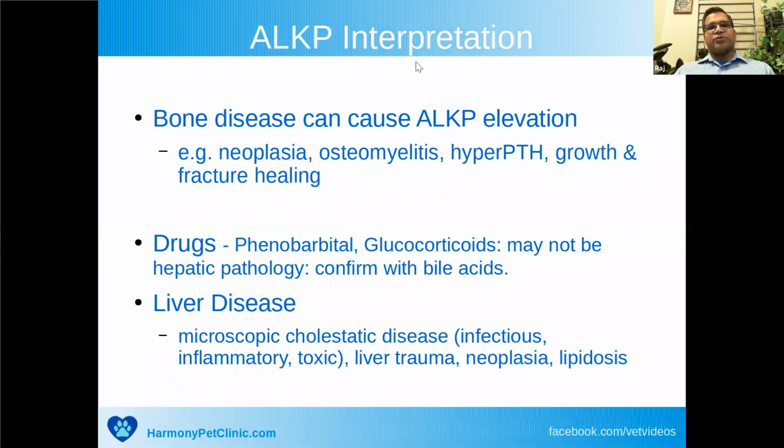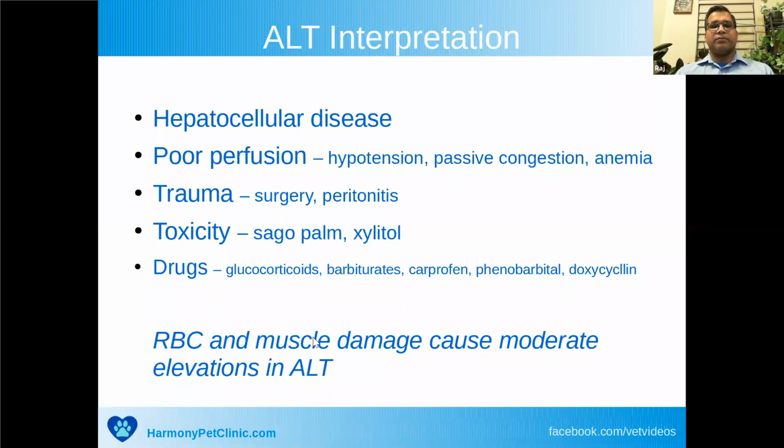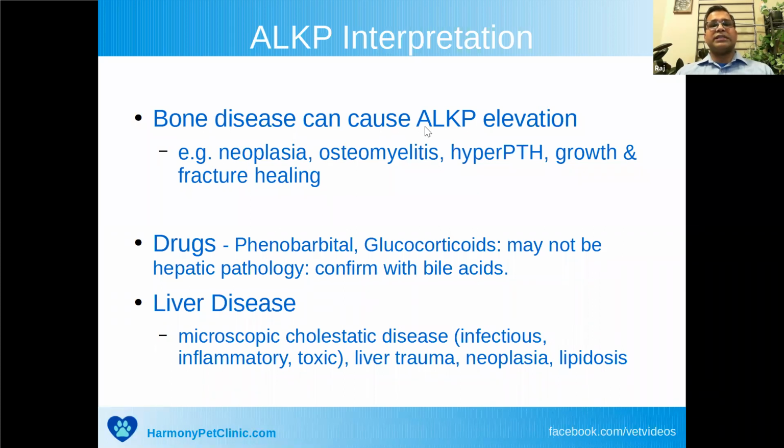The next enzyme is alkaline phosphatase. Just like ALT is also in RBCs and muscles, alkaline phosphatase is also in the bones. So any bone disease can cause an increase in alkaline phosphatase without affecting the functioning of the liver. For example, neoplasia of the liver, neoplasia of the bone such as osteosarcoma, osteomyelitis (inflammation of the bones), hyperparathyroidism, growth of bone, and fracture healing can all lead to increased alkaline phosphatase. In young growing puppies, alkaline phosphatase can be high, which is normal. It does not indicate liver dysfunction.